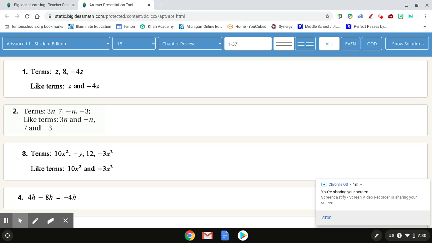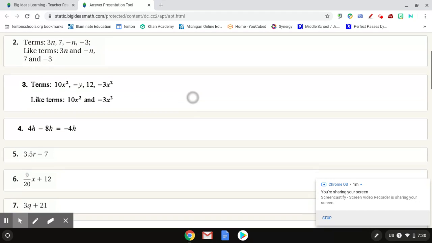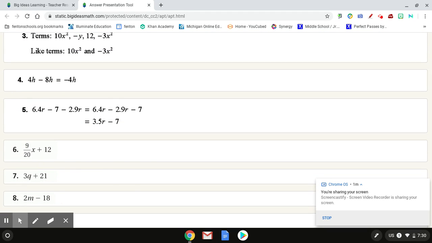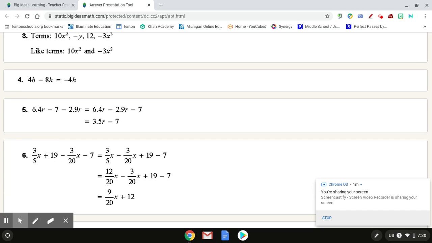Remember, like terms have to have the same variable, and that variable has to be raised to the same power. Okay. All right. Number 4. And I'm just going to expand this here so you can see the work. So number 4, when you combine those two terms, remember you're combining, and remember to take the sign in front of the term. So I would look at this as 4h and negative 8h.